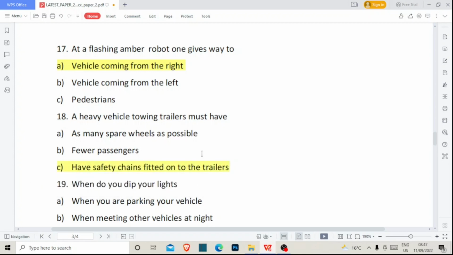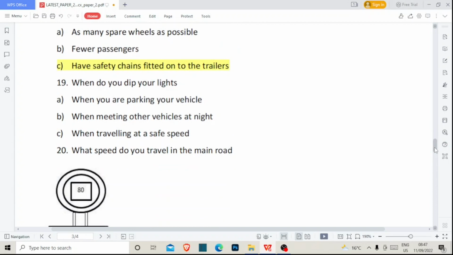In the case that one of the trailers disengages from that vehicle, that safety chain could actually serve as a protective mechanism, so that it will hold the trailer, so that the trailer will not run off on its own. So that's the correct answer here. Let's go for number 19.